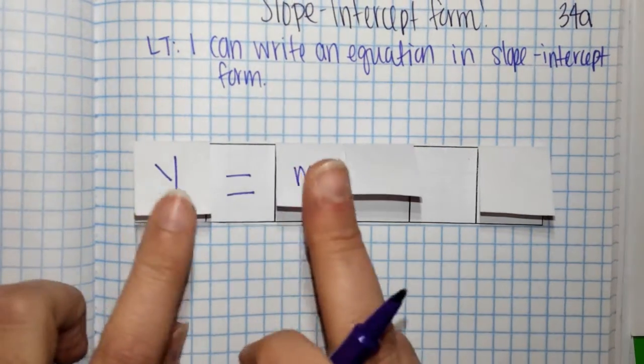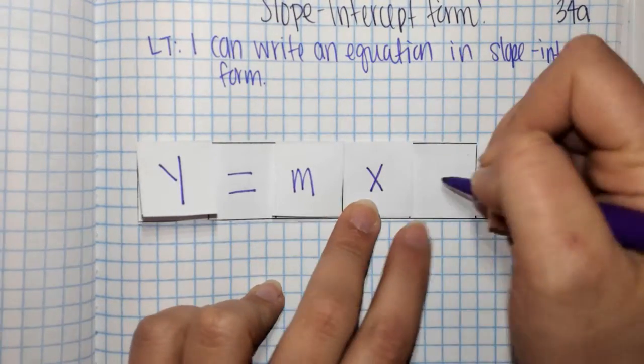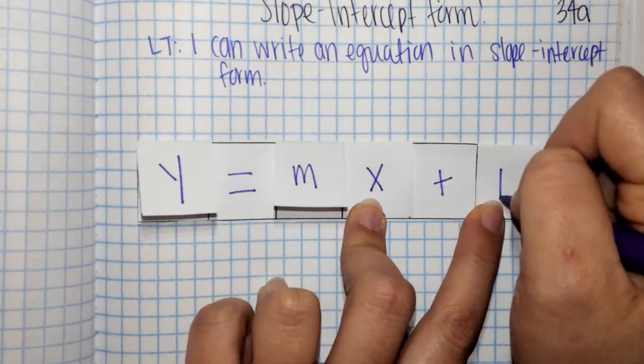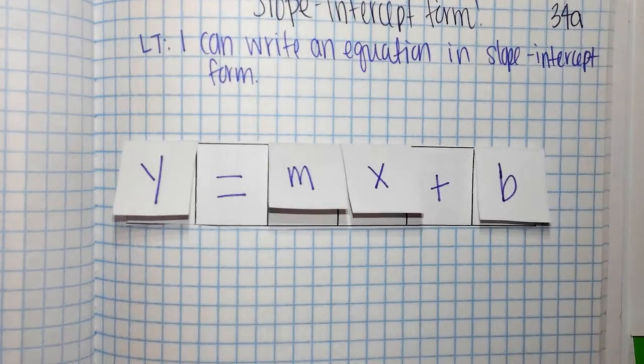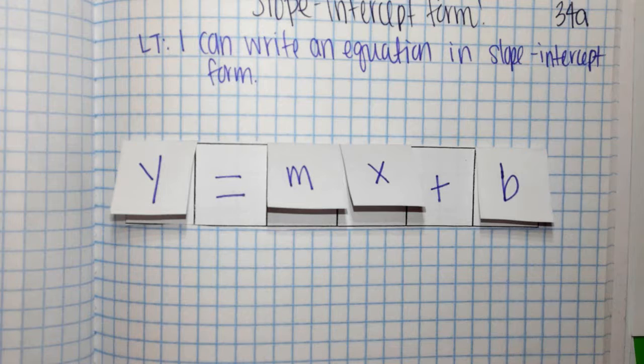Remember, now these are on the outside of the flappies. So y equals mx plus b. What we're going to do is identify parts of our equation, and then practice writing an equation, and maybe by the end we'll get to graph. Yay! Get excited.